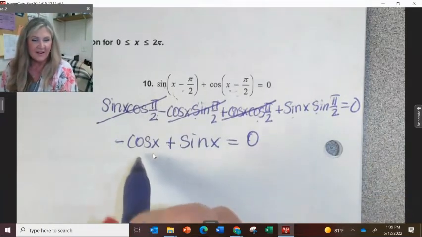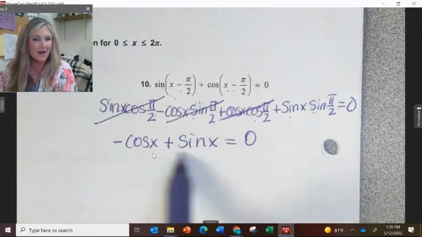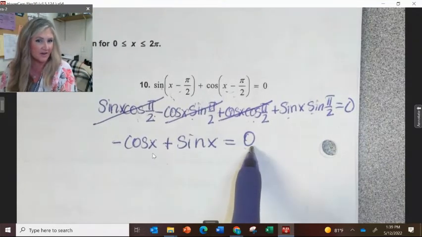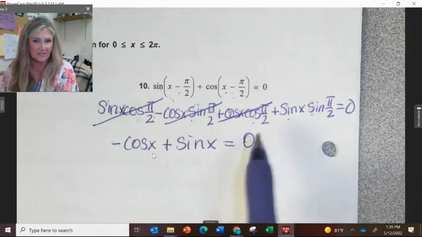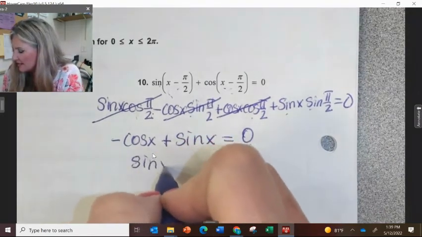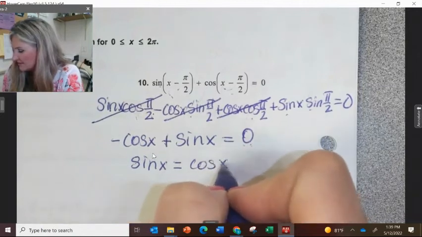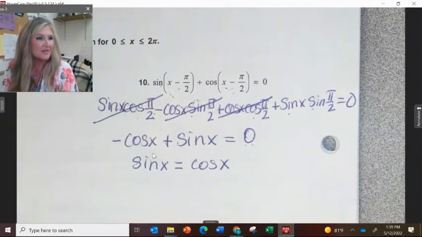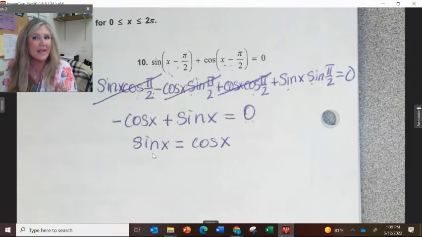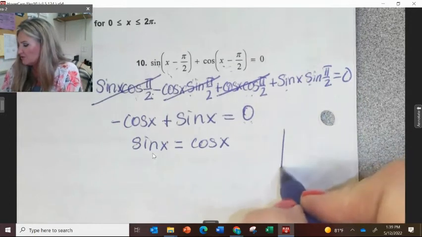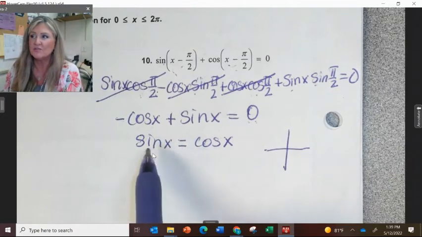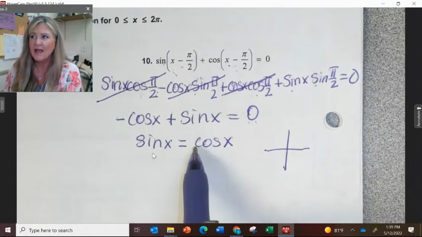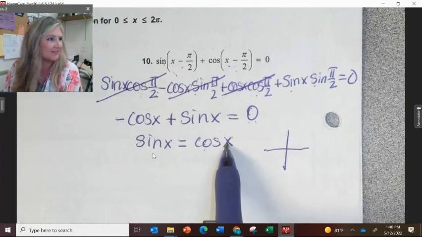Tough problem here. Normally, when we have a problem like this, we want it set equal to 0. But in this case, it's easier if I take this cosine over to the other side. We get sine x equals cosine x. There is no algebraic way that I can actually solve this. I have to visualize my unit circle, and I have to think, where on the unit circle does the sine of an angle have the same answer as the cosine of that angle?